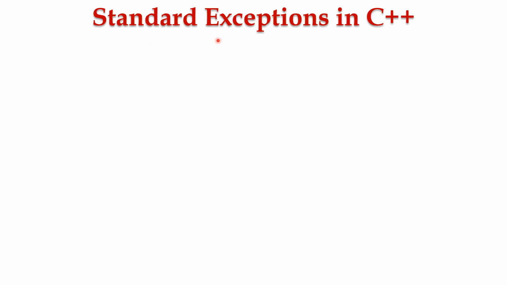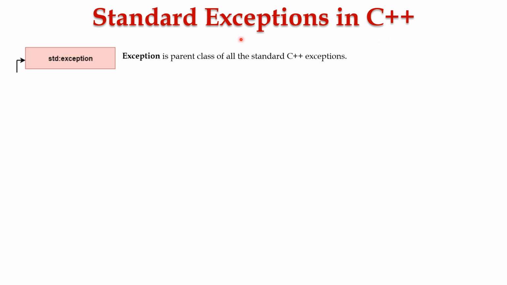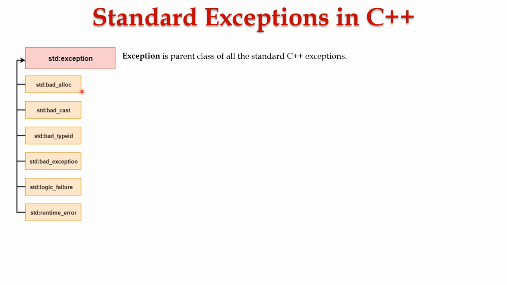Now let's learn about standard exceptions in C++. The first base class or topmost parent class is exception. Exception is the parent class of all the standard C++ exceptions. It has the following subclasses. Let's check them out one by one. The first one is bad_alloc. This exception is thrown by the new operator due to insufficient memory.